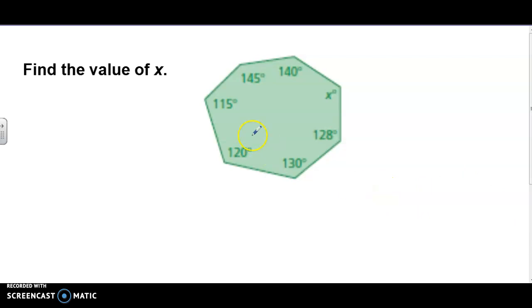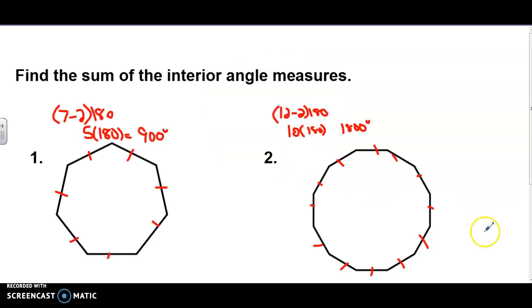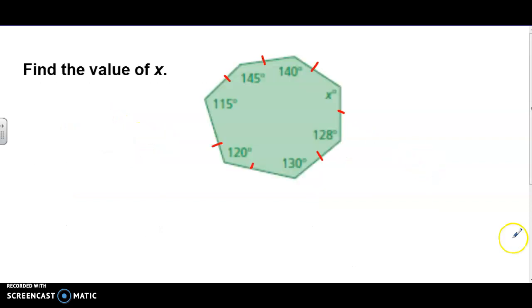So the first thing we want to do is find out how many side lengths this shape has. So let's go around and count them. We got 1, 2, 3, 4, 5, 6, 7. Now this is where it comes in handy. We did 7 on the last sheet. 7 minus 2 times 180 was 900. So I already know, without even having to do any work, that the sum of all the interior angle measures is 900 degrees.